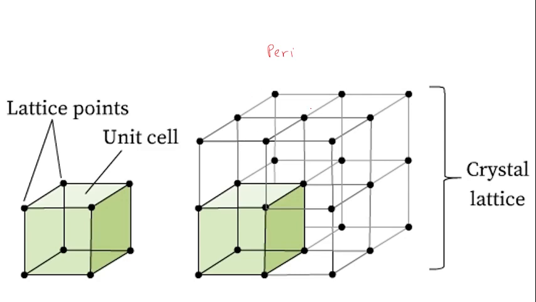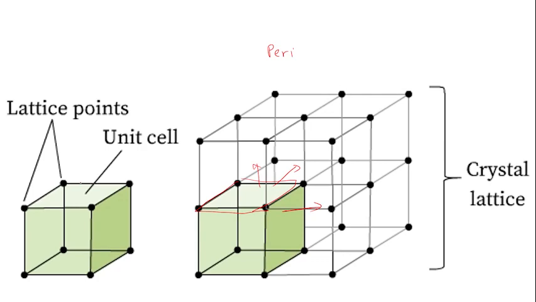Suppose this is your crystal lattice. This small cell can represent it. If you start repeating this cell in space, here, here, here, your lattice will form. So this small cell is called the unit cell, which can represent the whole crystal lattice.